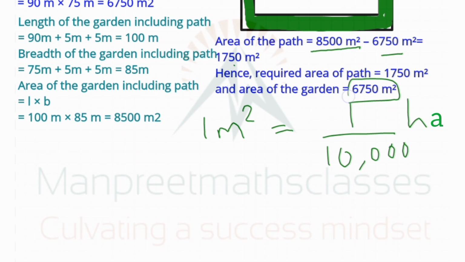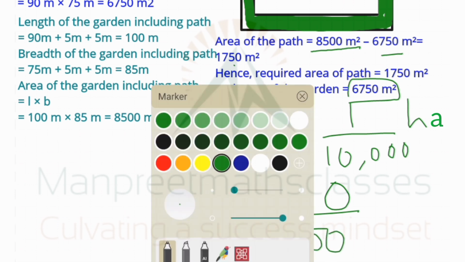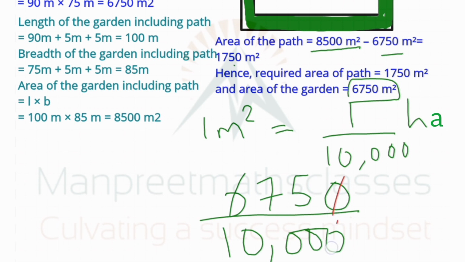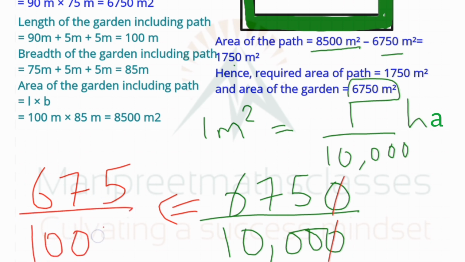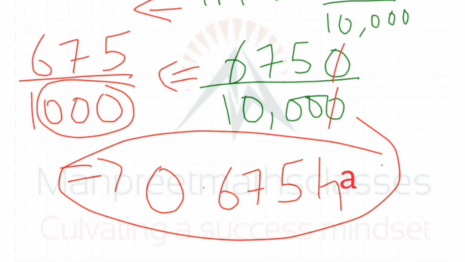So here we need to convert 6750 meter square into hectares. So you will divide it by 10,000, this 0 will cancel out. So 0 into 0 cancel out. Now we are having 675 upon 1000, which means you need to put the decimal after 3 digits counting from the right hand side. So your answer will be 0.675 hectare. I hope this question is clear.